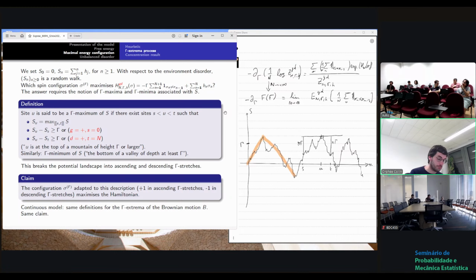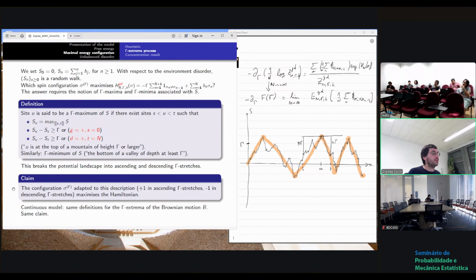In words, the bottom of a valley of size at least gamma. In this instance, the gamma minima and the gamma maxima alternate, and they break the potential landscape into ascending and descending portions, which we call gamma stretches.